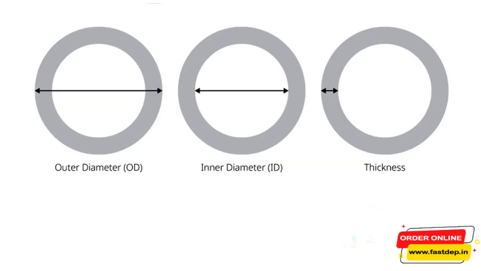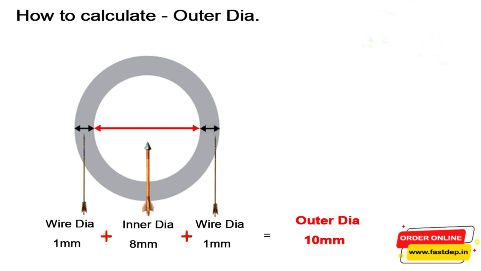This is the image of the spring from top angle. First one is outer dia, second one is inner dia, and the third one is thickness of the wire. In this image, let me show how to calculate outer dia. Some people make mistakes in calculation of outer dia. The mistake is when they calculate the outer dia, they simply calculate inner dia plus wire dia.